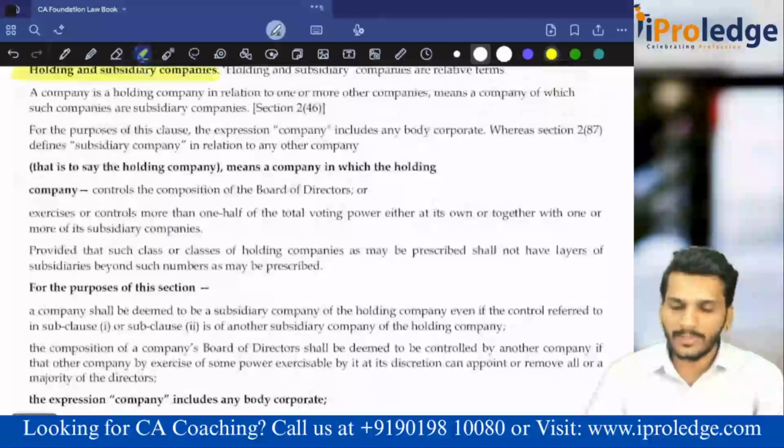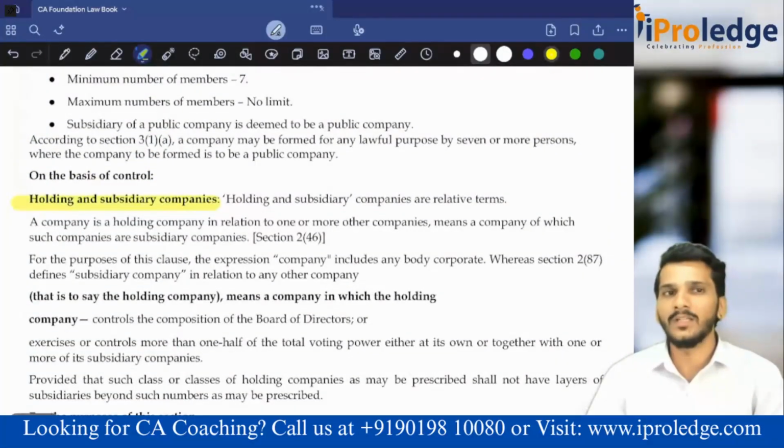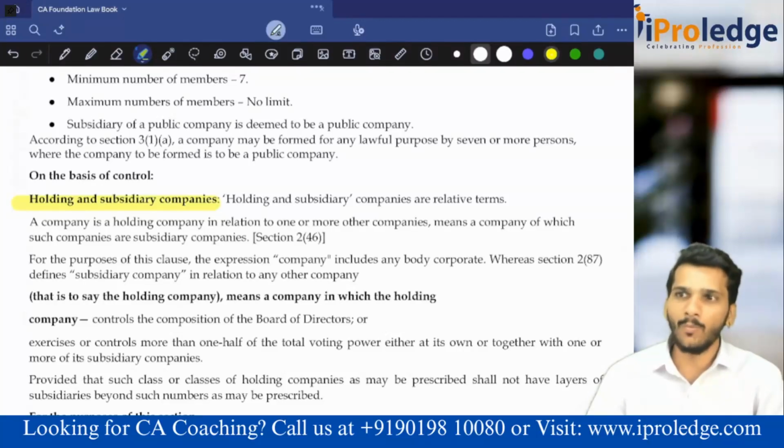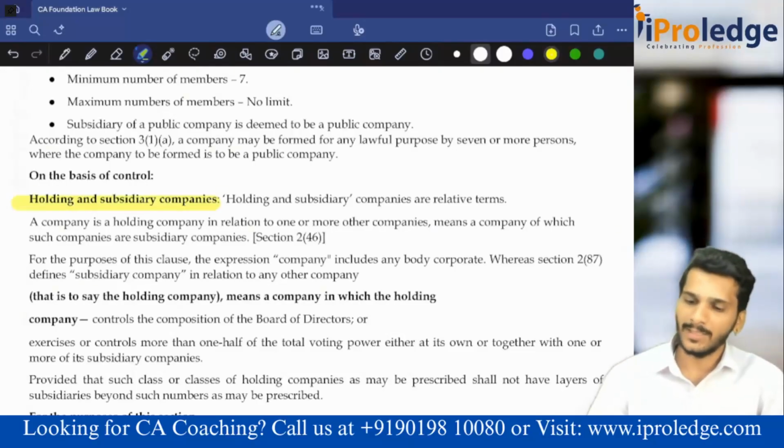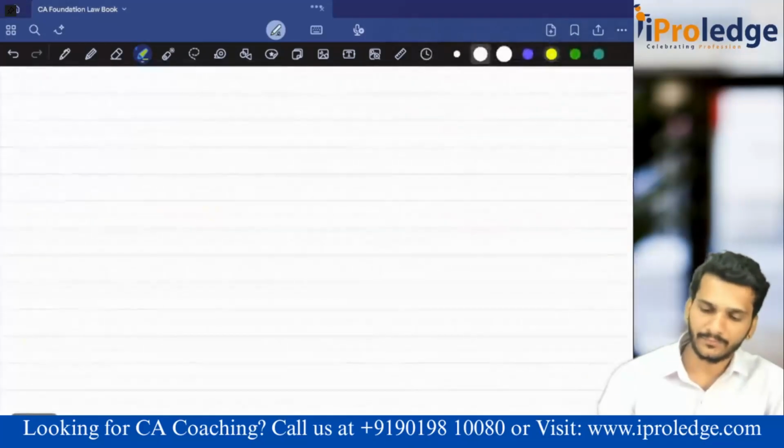Holding and subsidiary company. What is a holding and subsidiary company? A holding company is a company which holds one or more subsidiaries. That means if you have one subsidiary or more than one subsidiary, you are a holding company. Like the public company definition, where public means other than private, here holding means other than subsidiary, or holding one or more subsidiaries. What is a subsidiary now? Subsidiary means two conditions here.